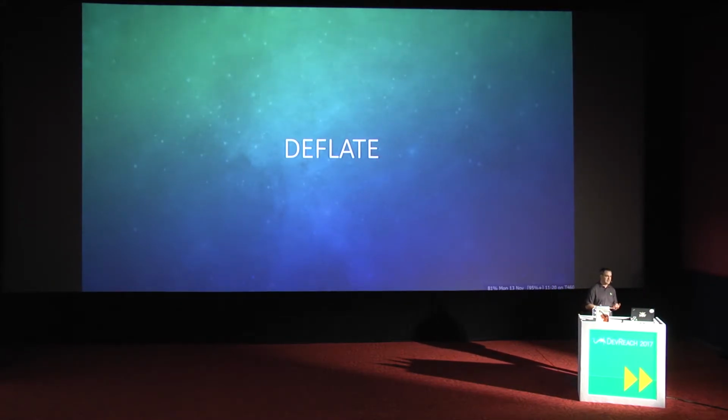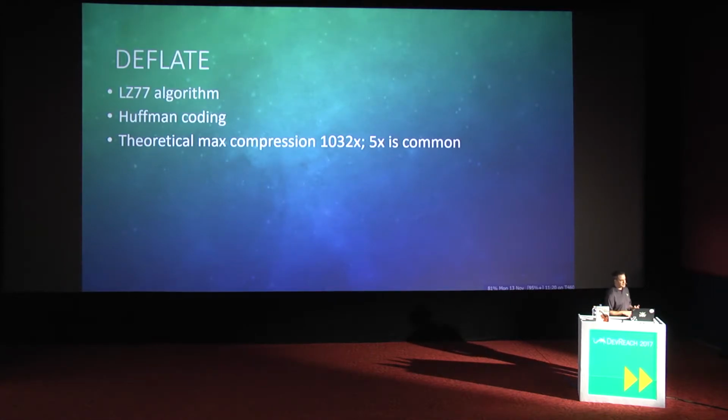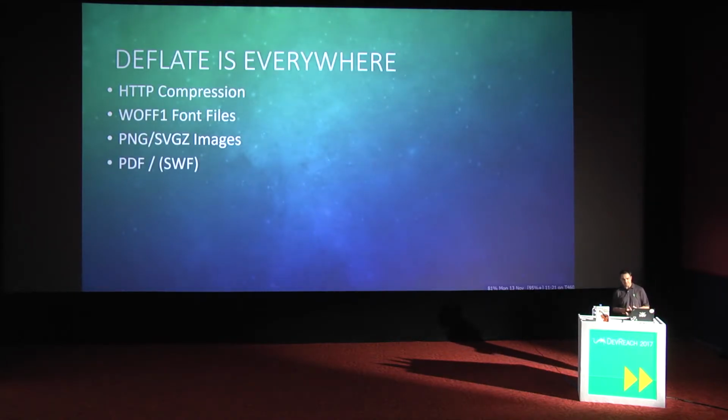Deflate is the algorithm that underlies gzip. A lot of people have heard of gzip, but not deflate. Deflate is really the algorithm that gzip is using. It's using an encoding called Lempel-Ziv 77, and does Huffman encoding on top. The theoretical maximum compression of gzip or deflate is 1032 to 1. But 5x is common for the sorts of resources that you're seeing for HTML, CSS, JavaScript, etc.